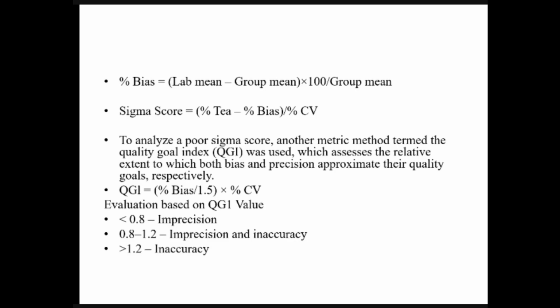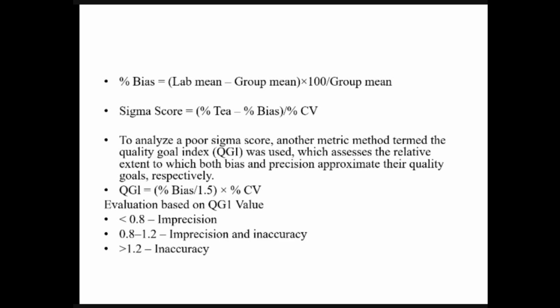If there is a poor sigma score, then another metric termed the quality goal index is used, which assesses the relative extent to which both bias and precision approximate their quality goals. So the quality goal index is percent bias divided by 1.5 into percent CV. If it is less than 0.8, then it is imprecision. If it is 0.8 to 1.2, then it is imprecision and inaccuracy. And if it is more than 1.2, it is inaccuracy.